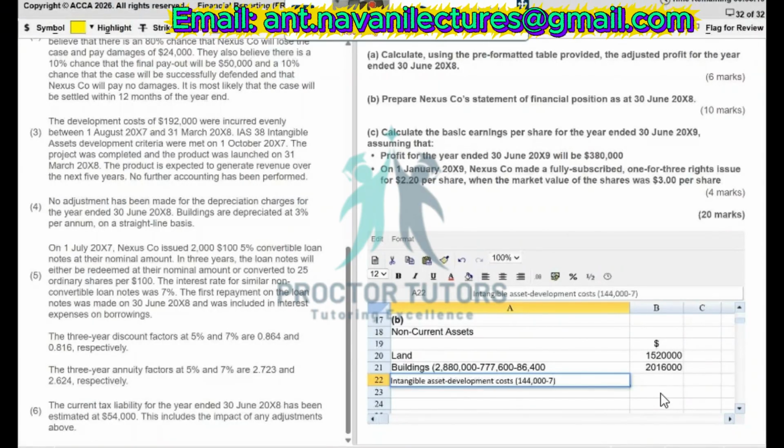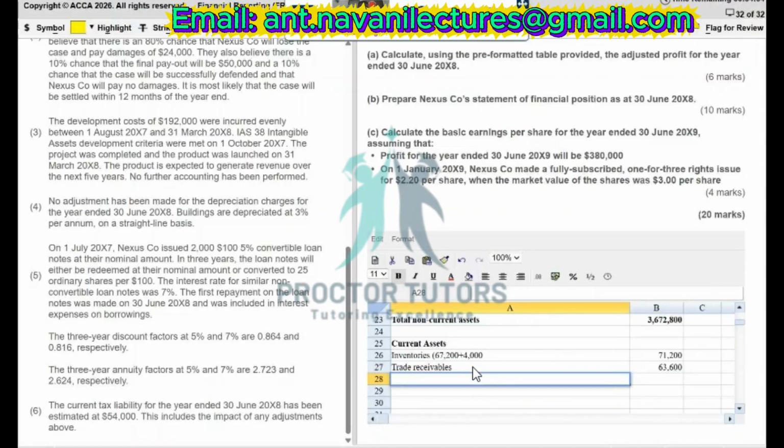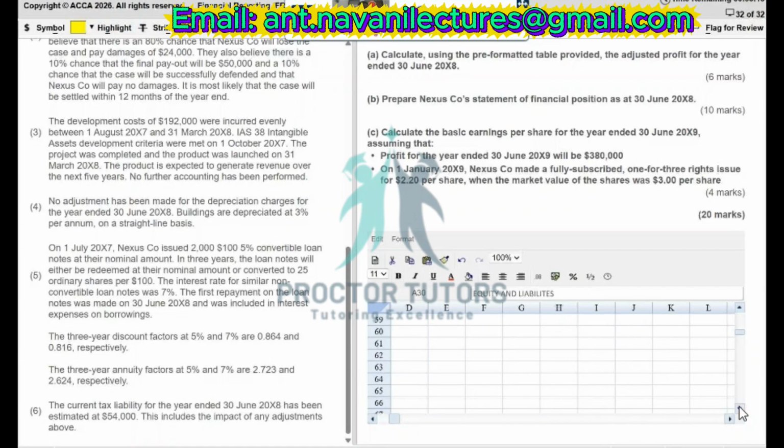Another important one is IFRS 9, especially loan notes and effective interest calculations. One thing to remember is that transaction costs reduce the initial carrying amount. That's a small detail, but it's tested regularly.